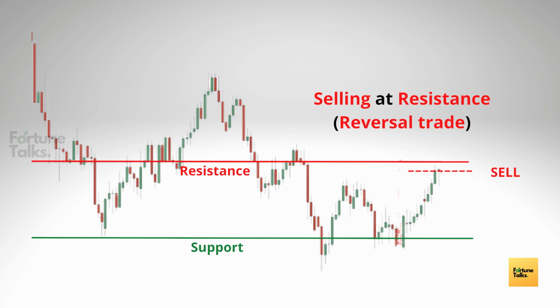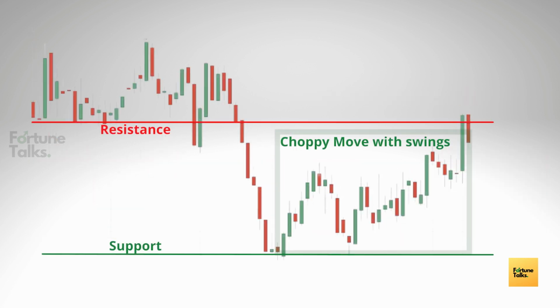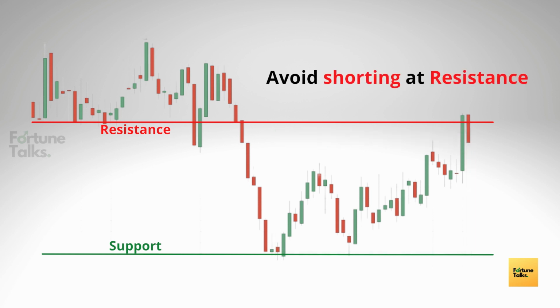The advantage of taking a short trade at the resistance is that you can leverage the difference between the support and resistance level so as to obtain a high reward to risk ratio. However, on the downside, if you don't get a strong move or a momentum move into the particular level, instead what you get is a choppy move with a lot of swings like this, then it is not a good idea to short on the resistance.